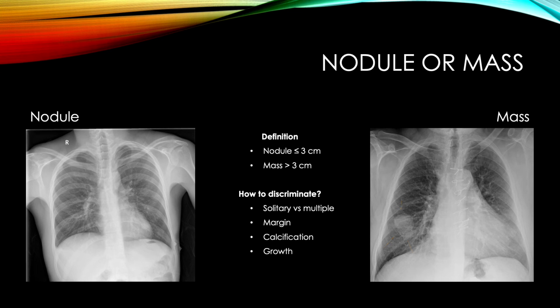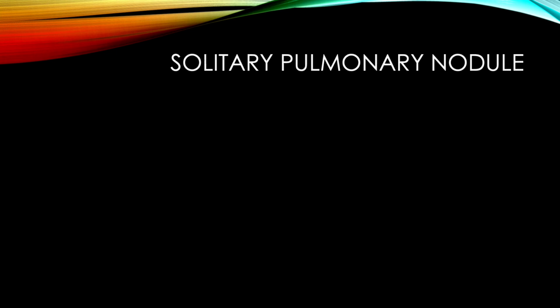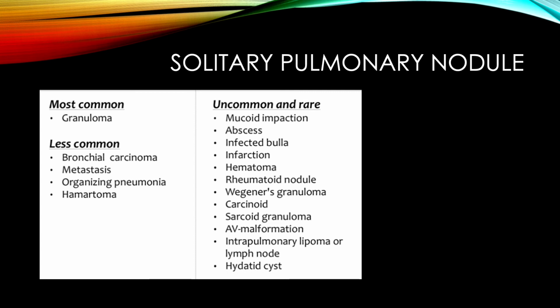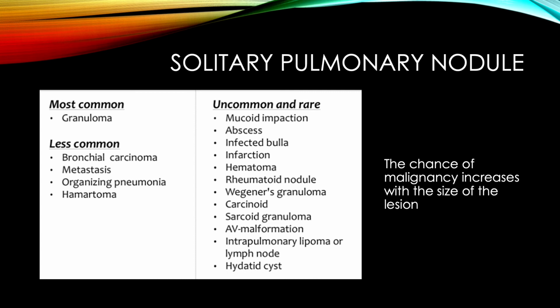The differential diagnosis of a nodule is basically the same as that of a mass, except that the chance of malignancy increases with the size of the lesion. Lesions smaller than 3 cm are most commonly benign granulomas, while lesions larger than 3 cm are treated as malignancies until proven otherwise and are called masses.